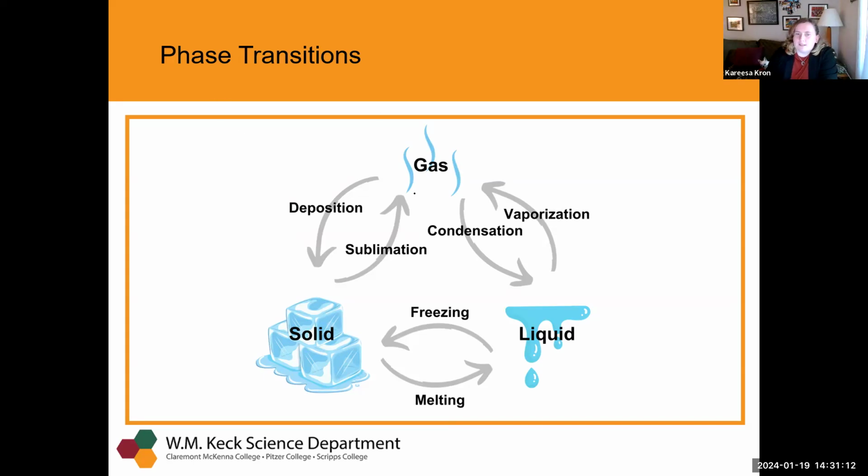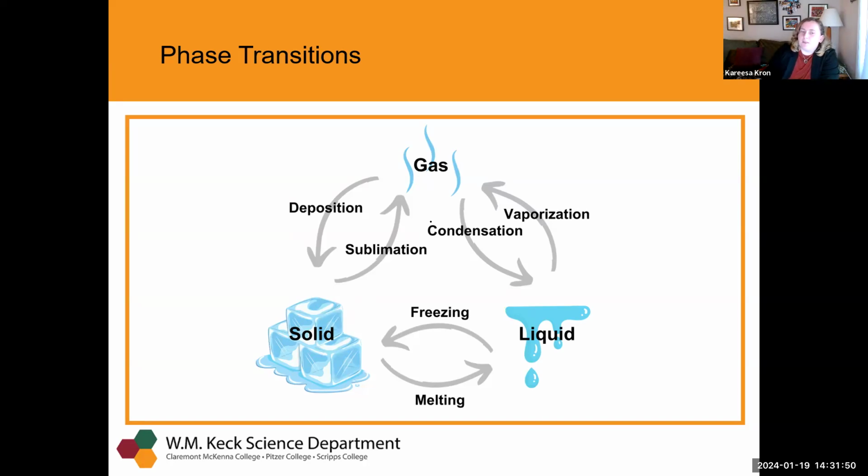So if you start as a gas, you can either go to a liquid via condensation, or you can go directly to a solid via deposition. These are two ways that we can transform gases into the other phases. If you start as a liquid, you can either go to a gas via vaporization, or you can go to a solid via freezing. If you start as a solid, you can get to the other phases via melting to get to liquid, or sublimation to get to a gas.